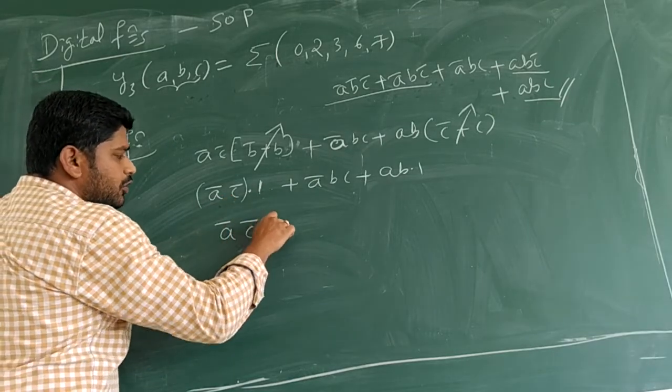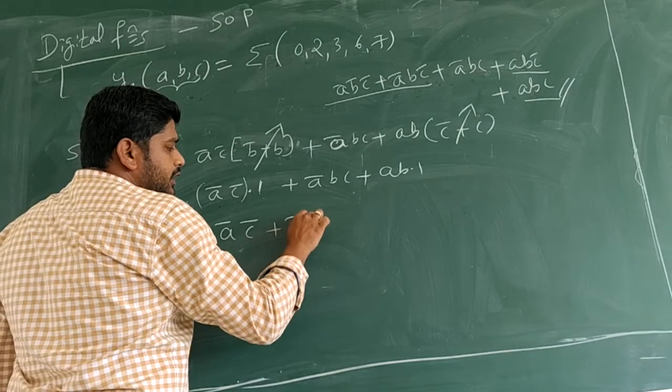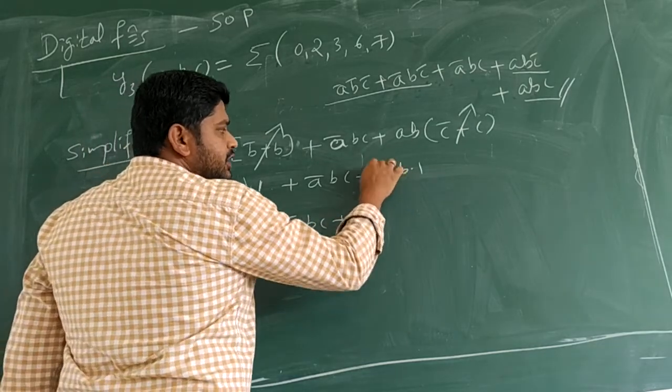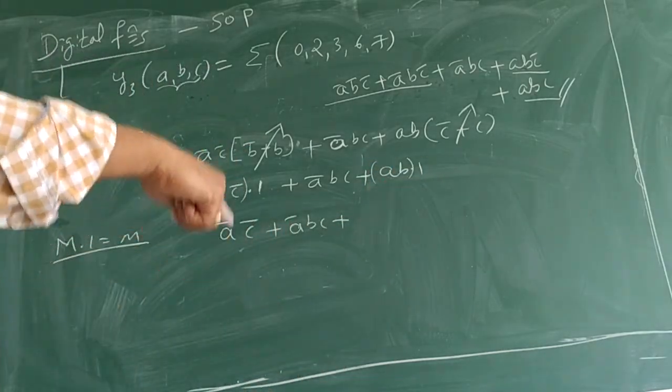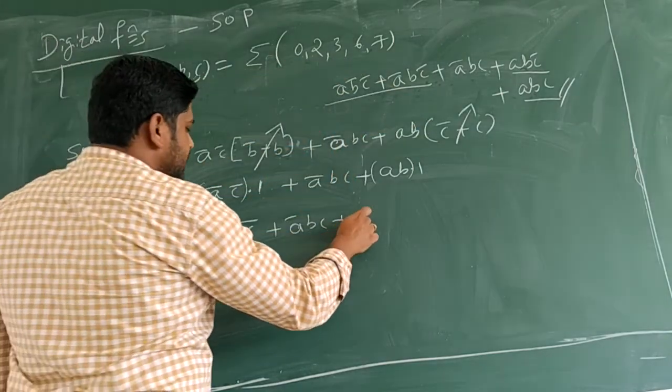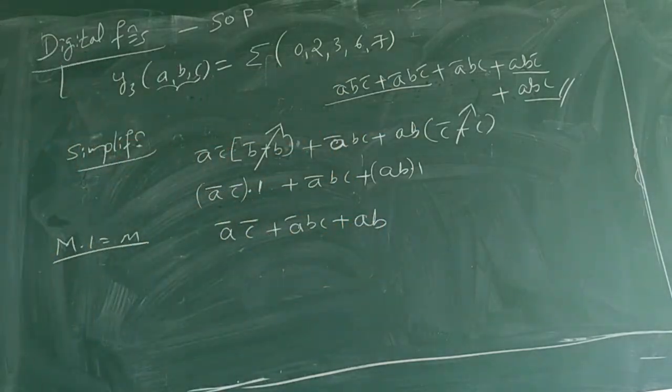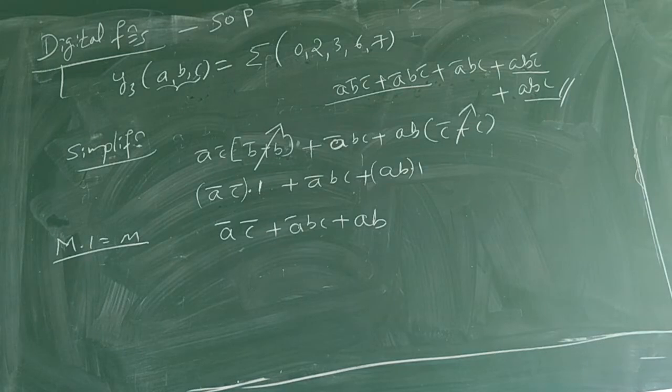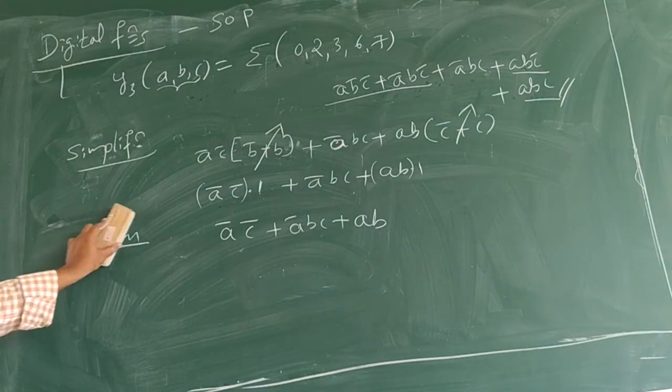Hence the simplified term is A complement C complement plus A complement BC plus, if we take this again as M, M dot 1 is again M. Hence here also we will get AB. Is it clear? Okay, fine.